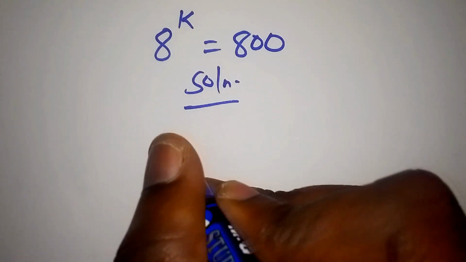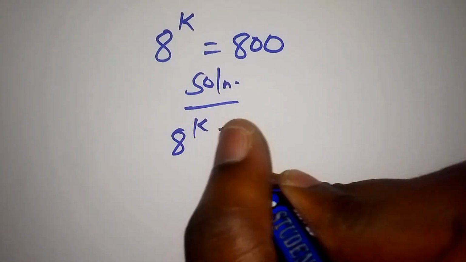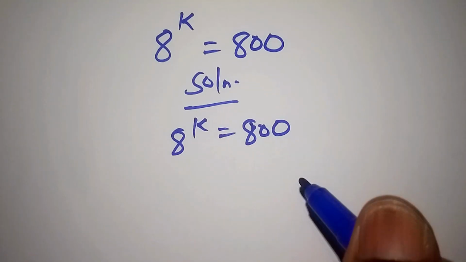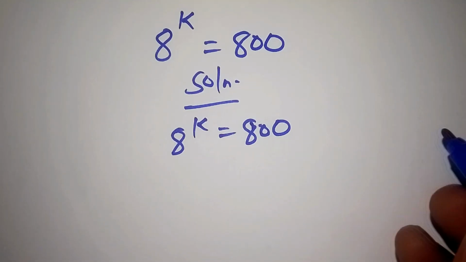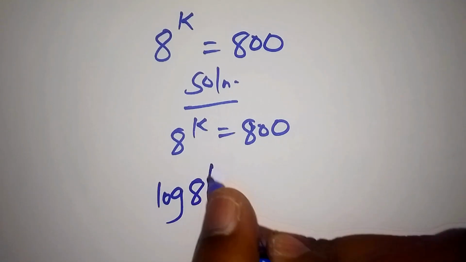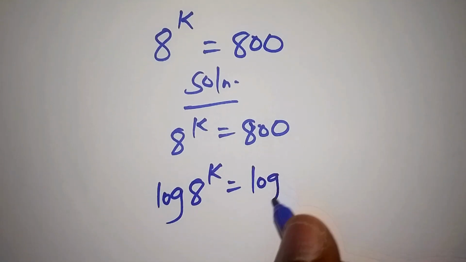So we have 8 to the power of k is equal to 800. So how do we solve for the value of k? It's simple. The first thing, let's introduce the log on both sides. So now we shall have the log of 8 to the power of k is equal to the log of 800.